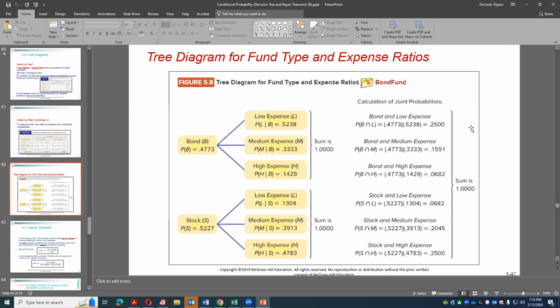Now you can see where is the highest probability. So 25% is the highest probability. There are two. So bond and low expense and stock and high expense has 25% probability. Least probability is 6%, bond and high expense, stock and low expense. So you can make the decision where you want to invest and what you want to invest.